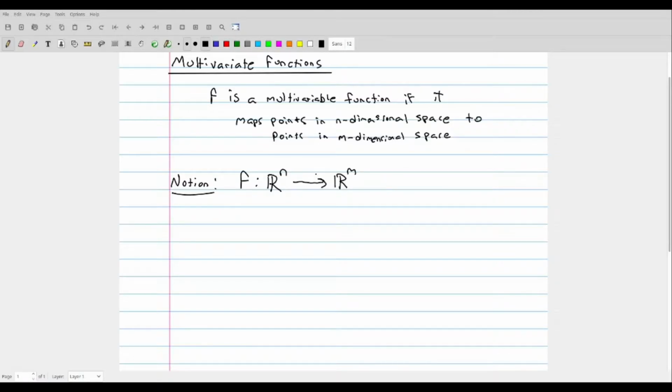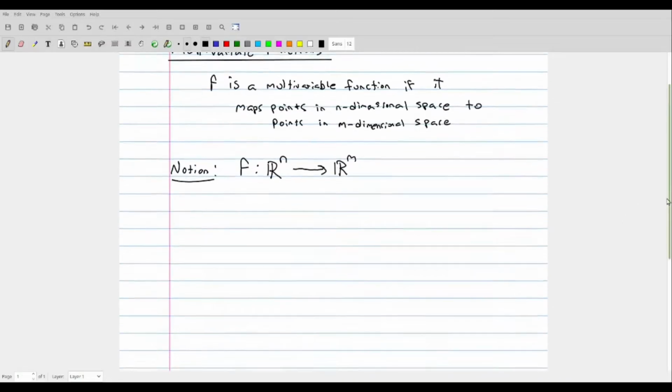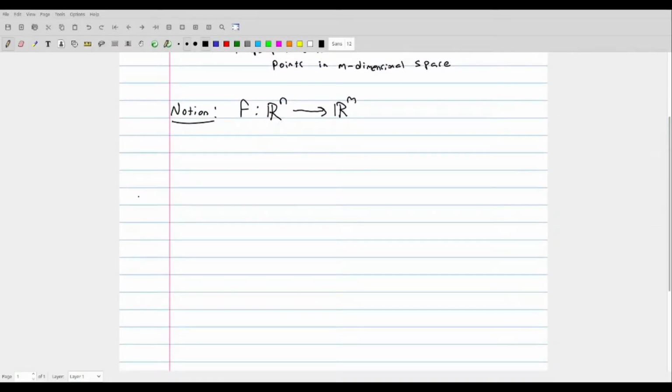And what this is saying, if you read this notation, is that f is a function that maps n-dimensional space to m-dimensional space, because R^n, n-dimensional space, can be thought of as n copies of the real number line. For example, R^2 is just the normal plane. You have one x-axis for the first copy of the real number line and one y-axis for the second copy of the real number line.